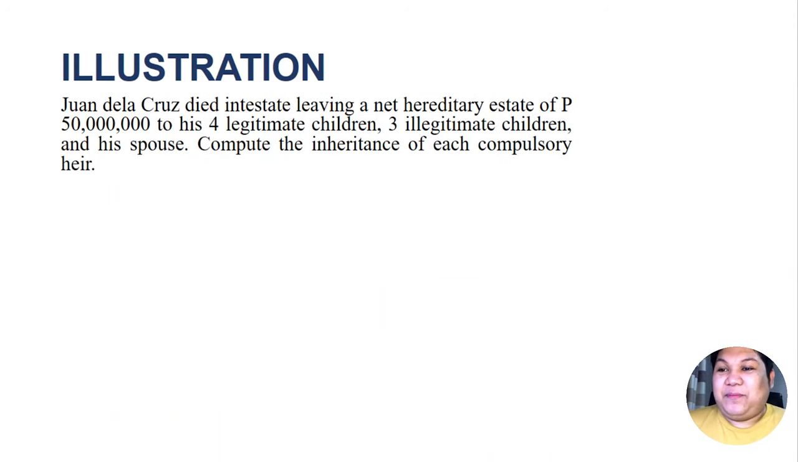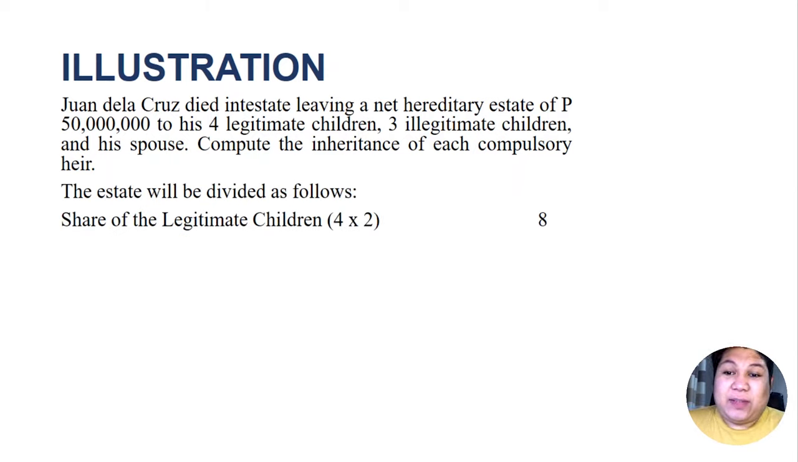Let's have another illustration. Juan de la Cruz died intestate, leaving a net hereditary estate of 50 million to his four legitimate children, three illegitimate children, and his spouse. So again, we are going to compute the inheritance of each compulsory heir. Since this is an intestate succession, we will not have a free portion. So again, we will use the units. The share of the legitimate children, there are four of them, times two, because they will share twice or double the share of one illegitimate child.